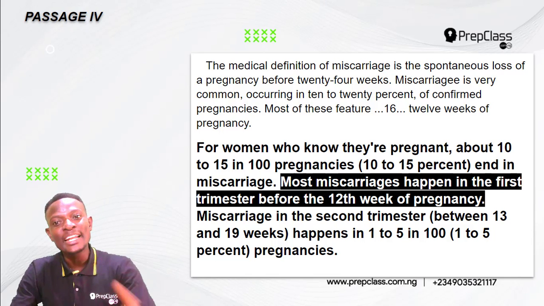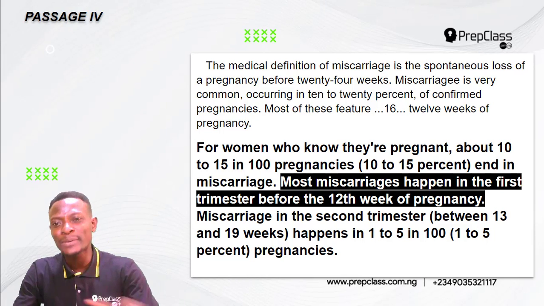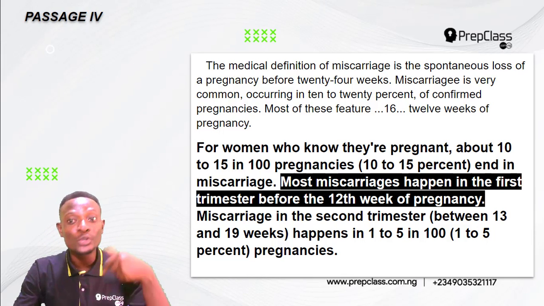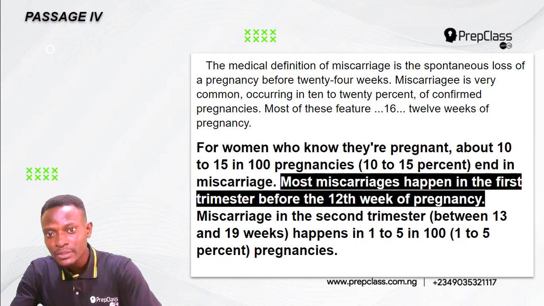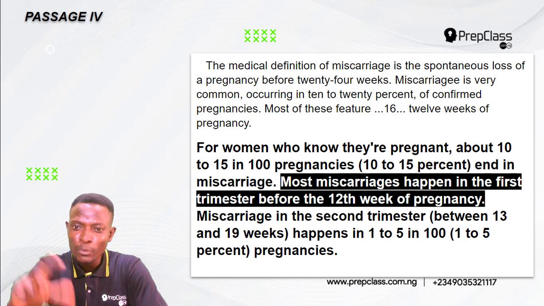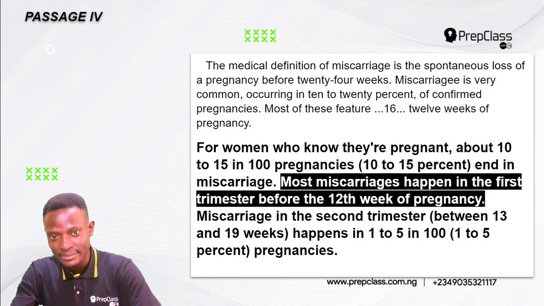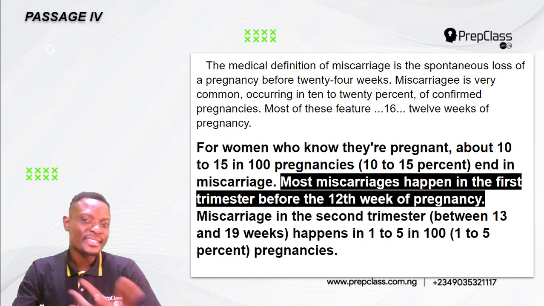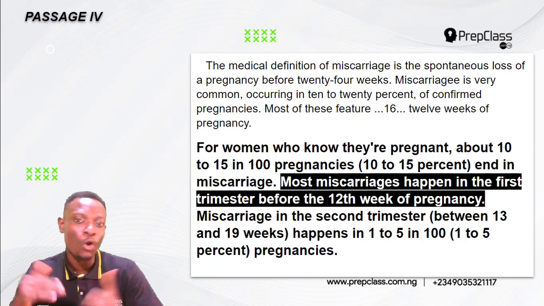Now, for women who know they are pregnant, about 10 to 15 pregnancies, that is 10 to 15%, end in miscarriage. And most miscarriages happen in the first trimester, before the 12th week of pregnancy. Miscarriage in the second trimester, between 13 and 19 weeks, happens in 1 to 5%, that is 1 to 5 people out of 100 people.